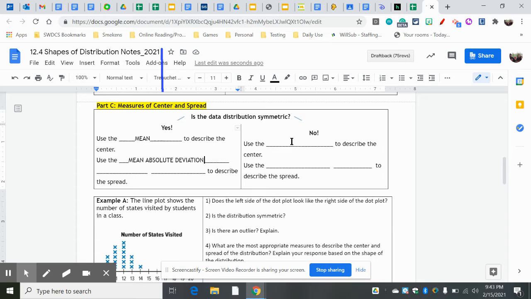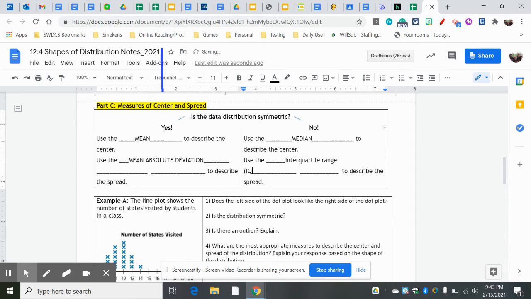If my data is not symmetrical, we're going to use the median instead, that middle line in the middle, okay? And then we will use interquartile range, which is our IQR. So there's different ones that we will use here. If it's symmetrical, mean, we have to use mean absolute deviation. If it is the median, then we will use interquartile range.